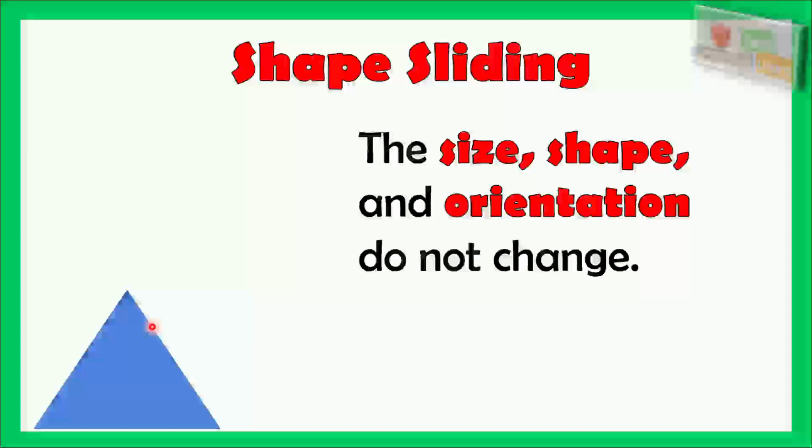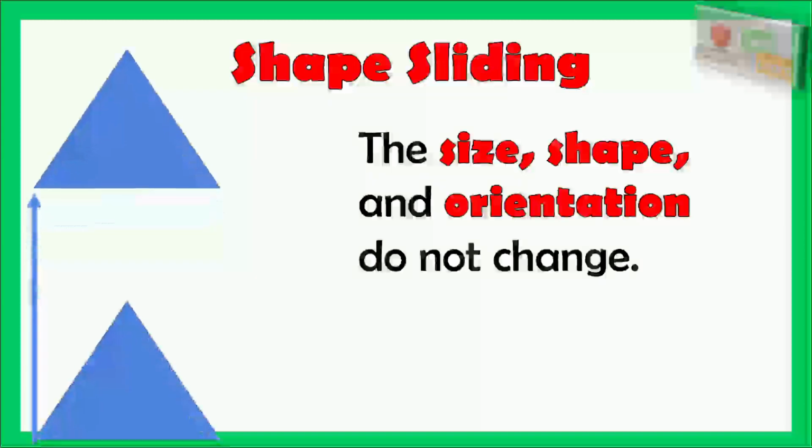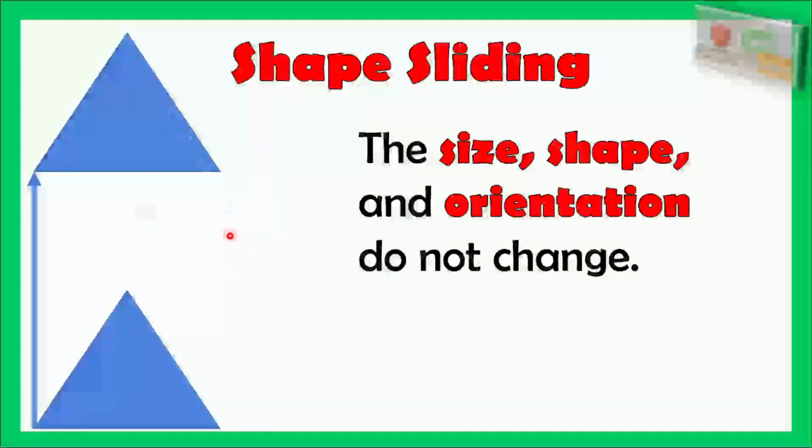Like another example of shape, a triangle. So the first one is a triangle. Then when we slide up, it stays the same. The size of the first triangle, when we slide up, does not change. The shape is still a triangle. The size is still the same, and also the orientation of the shape.